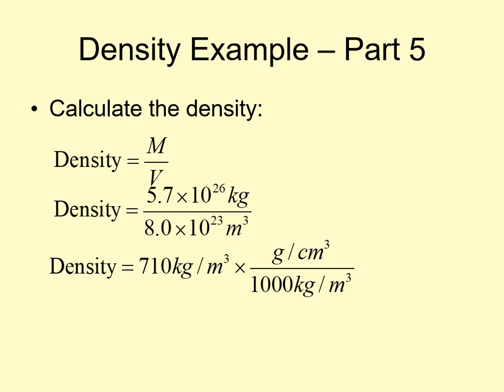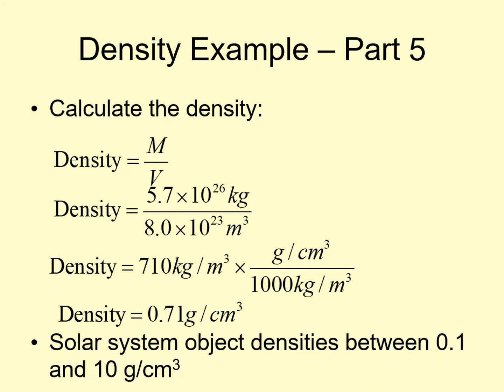However, we said we wanted this number in grams per cubic centimeter. To get this, we need to divide the answer by 1,000. That's the conversion factor between the two sets of units. When we do this, we find that the density of Saturn is just 0.71 grams per cubic centimeter. If you compare this to the sample densities listed a few slides ago, you see that Saturn's density is less than the density of water. As we said earlier, Saturn is a very low density world.